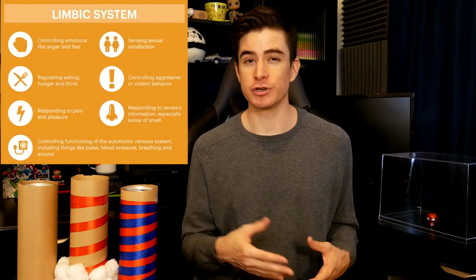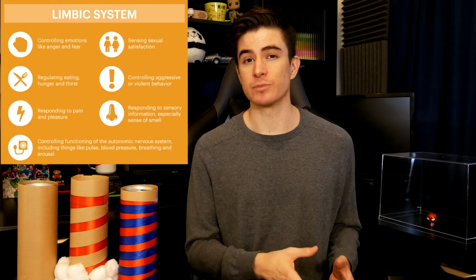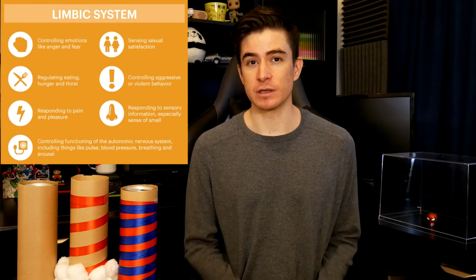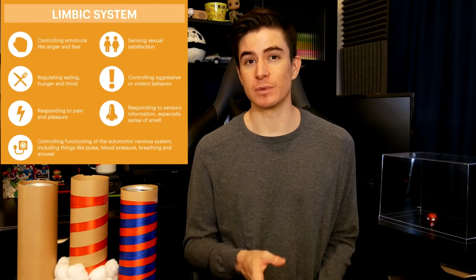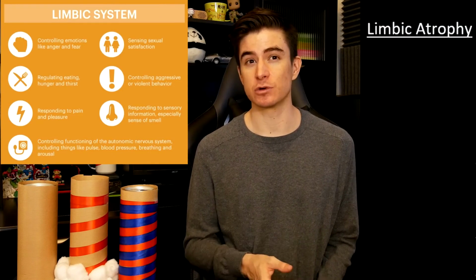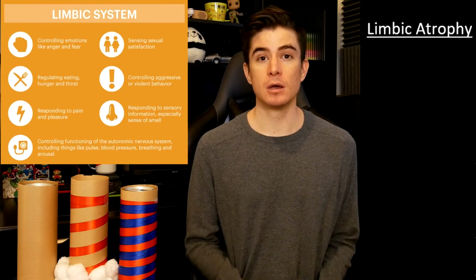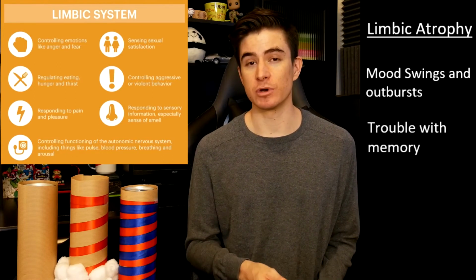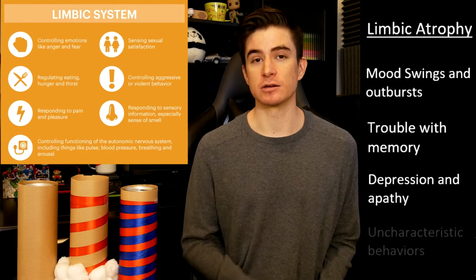Like I talked about earlier, this causes underactivity in limbic regions, and if we treat the brain like a muscle, over time when something is inactive, it will begin to atrophy. If we look at the functions of the limbic system and the behavioral impacts that take place from other disorders that impact it, they are fairly uniform. Mood swings and outbursts, trouble with memory, depression, apathy, and uncharacteristic behaviors.